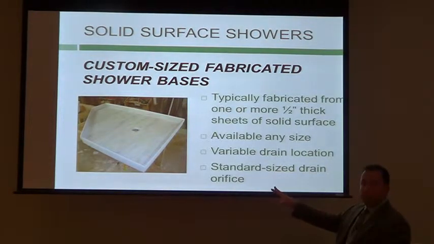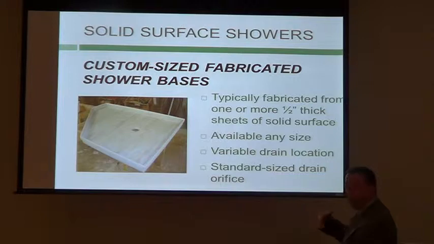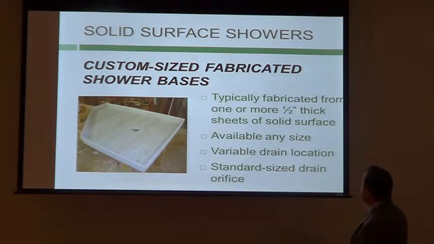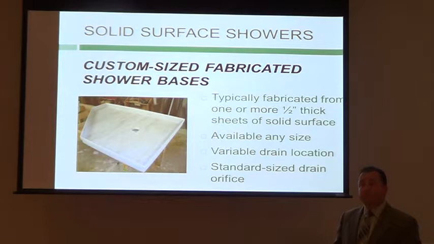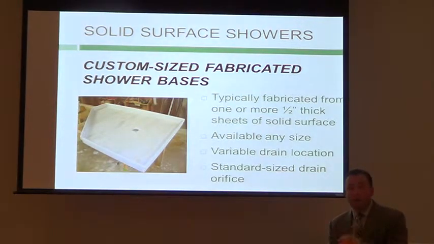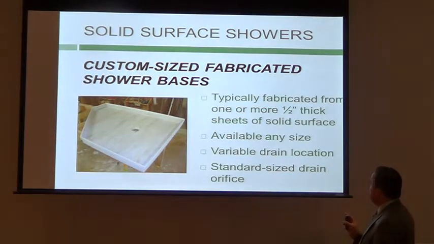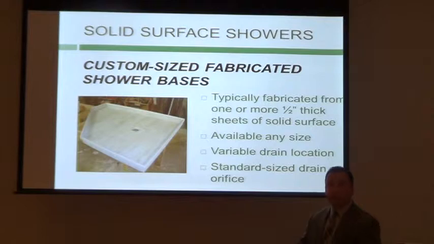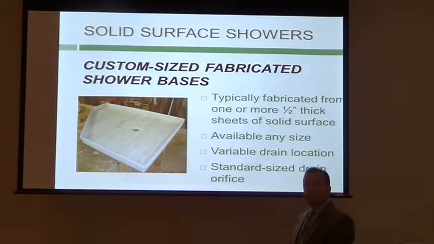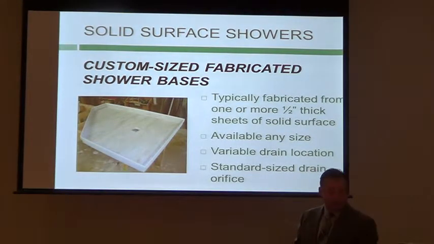So they can do a variety of really cool things with the sheets, with a couple of limitations. They're typically fabricated from 1/2-inch thick sheets of solid surface. 1/2 inch is the standard for all horizontal work. So every solid surface countertop that you see is really made out of 1/2-inch thick sheets to begin with. Available in any size, because as a fabricator, as a craftsman, I can take these sheets and assemble them in a variety of ways and shapes and sizes to meet any need.